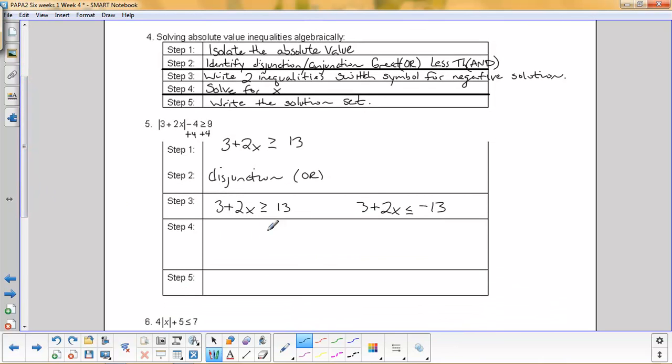Step number 4, solving for x. Subtract 3 to both sides. 2x greater than or equal to 10. 2x less than or equal to negative 16. Divide out the 2. And we get x greater than or equal to 5. X less than or equal to negative 8. Solved.